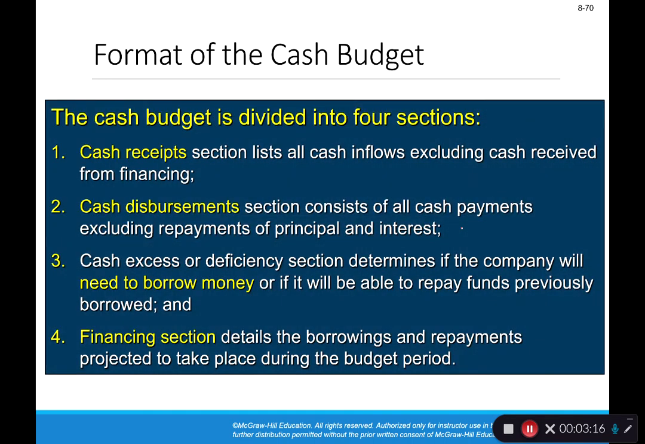So the cash budget is divided into 4 sections. You have your cash receipts, your cash disbursements, then you subtract those and you get your cash excess or deficiency, and then you have a financing section where you have to determine whether you need to borrow money so you don't run out.